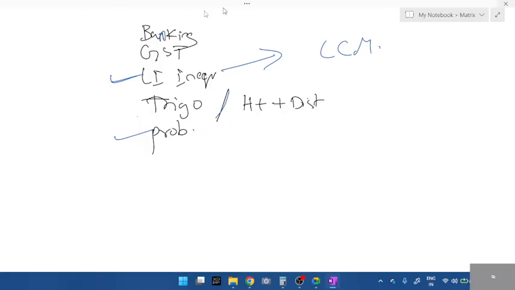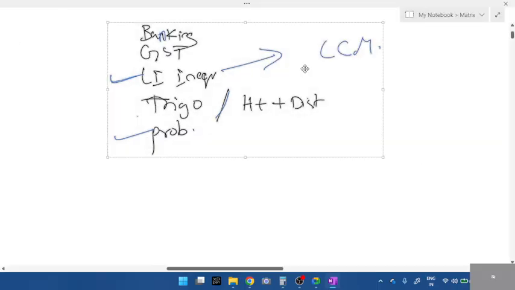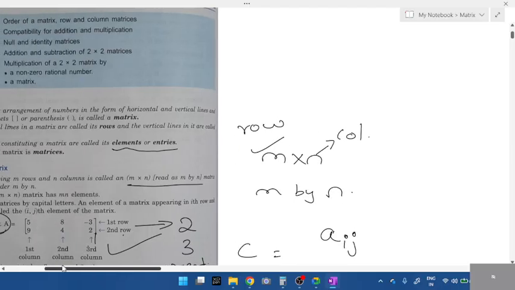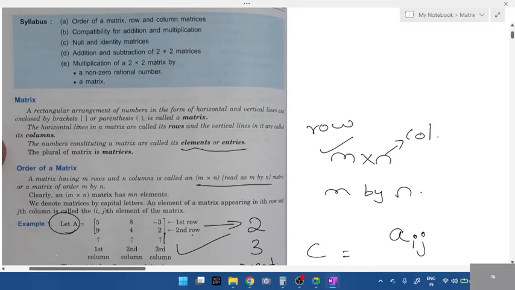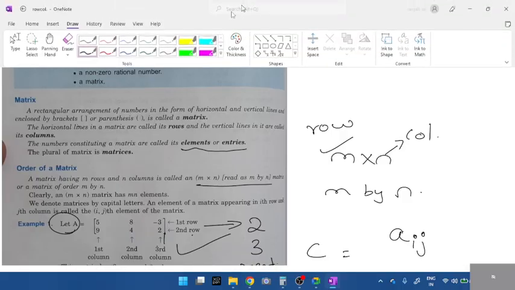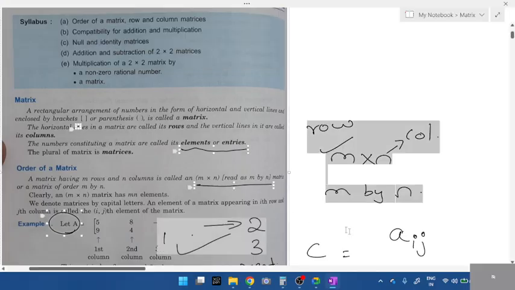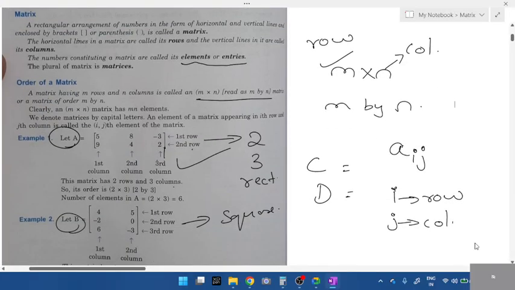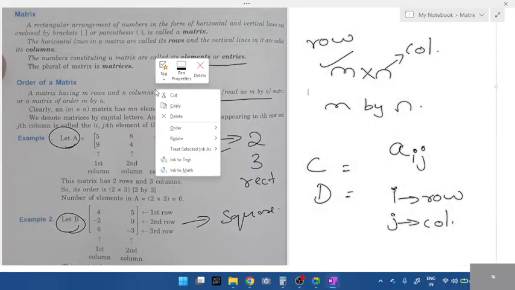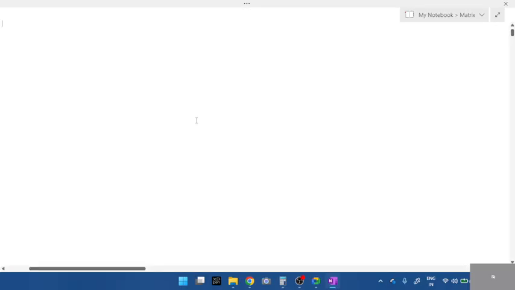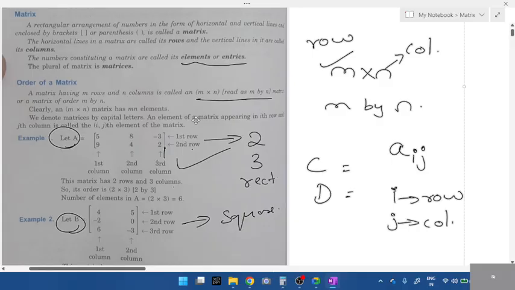We'll start next chapter, matrix. See, matrix is a easy chapter. Matrix. Does anyone have textbook with you all? Nobody has textbook?